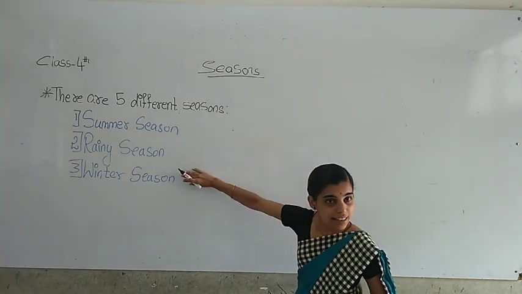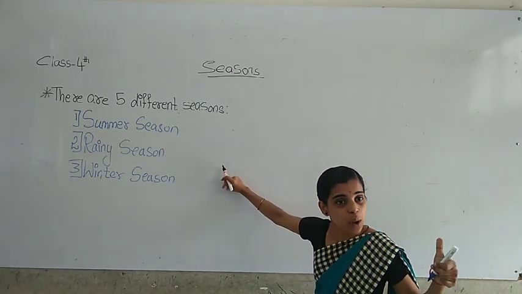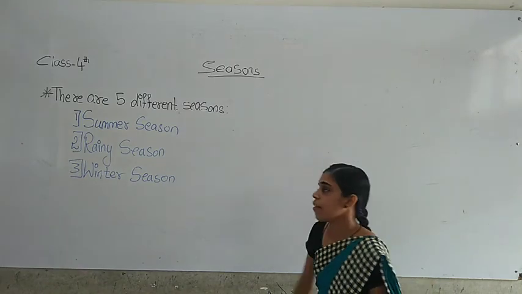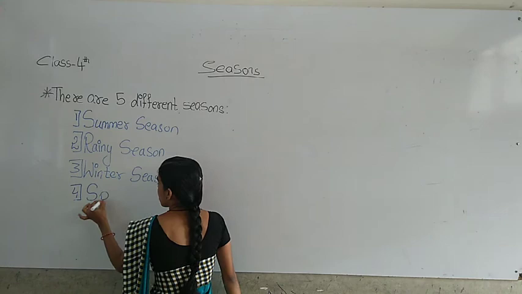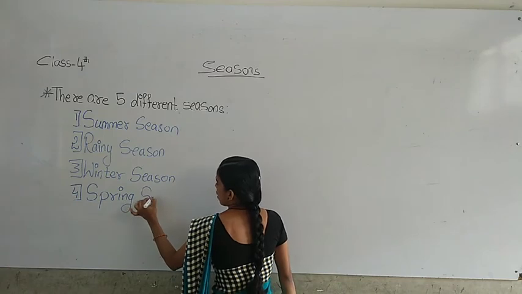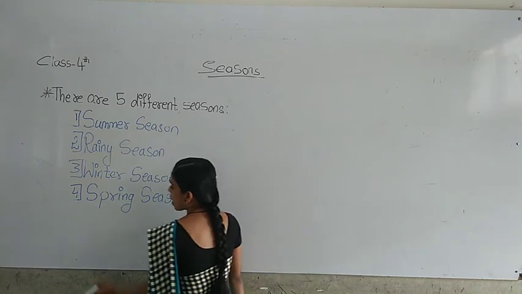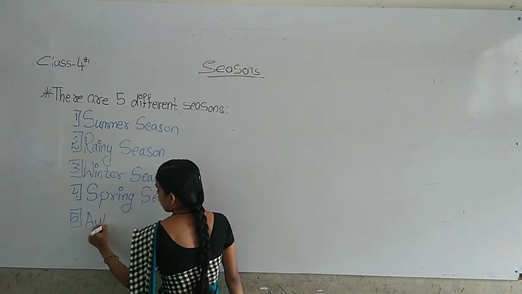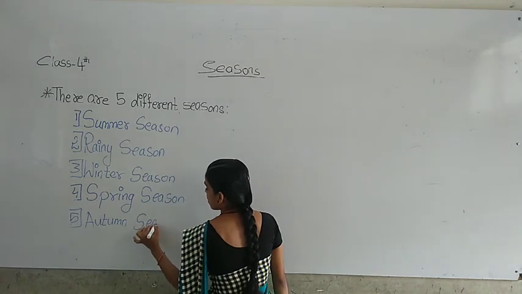But with these three seasons, we have two more seasons. And they are, first one, spring season, and the second one is autumn season. We just write the season names. Fourth one is spring season. S-P-R-I-N-G. Spring season. And the last one is autumn. A-U-T-U-M-N. Autumn season.